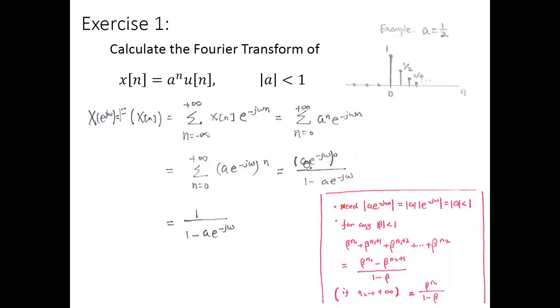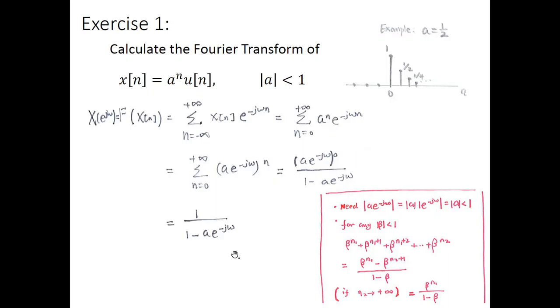On the numerator, the first term is just when n equals 0. And the last term, n goes to infinity. So when n2 goes to infinity, because beta magnitude is less than 1, beta to the power n2 plus 1 will just diminish to 0. So the second term just disappears. So we just have the first term. And something to the power 0 is 1. So the numerator is just 1, and the denominator is this thing.